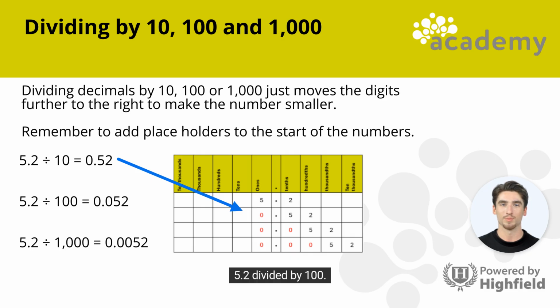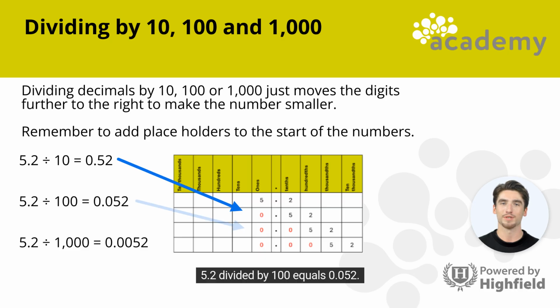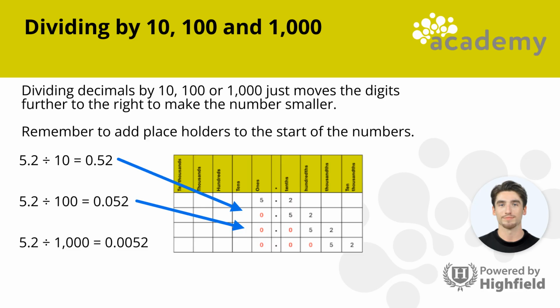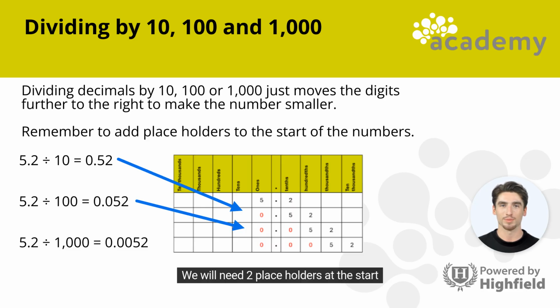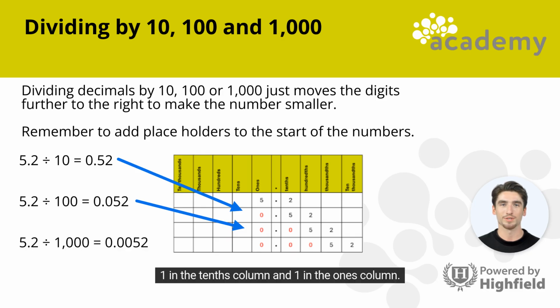5.2 divided by 100. There are two placeholders in the number 100. Since we are dividing, the digits will move two places to the right. 5.2 divided by 100 equals 0.052. We will need two placeholders at the start. One in the tenths column and one in the ones column.